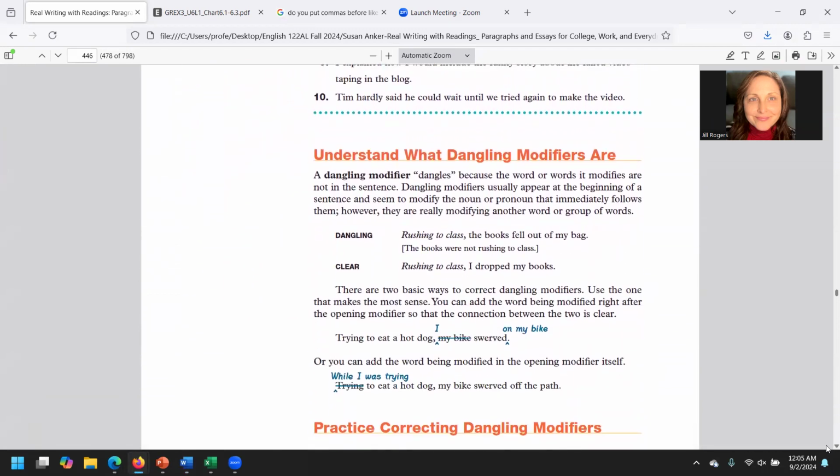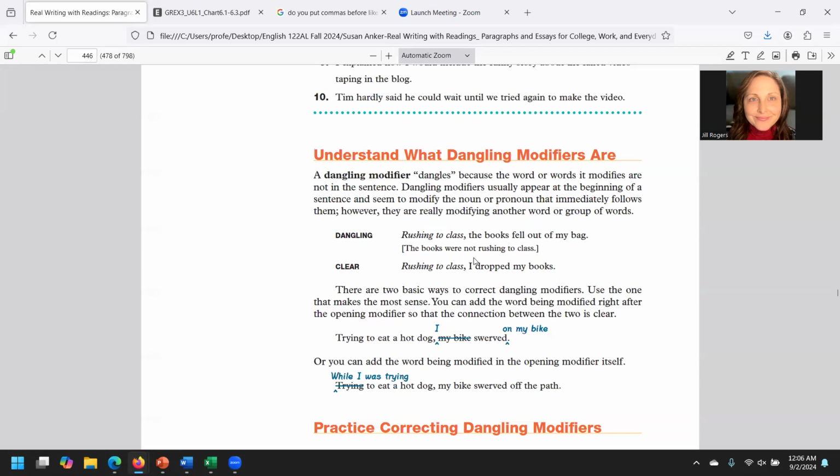So those were misplaced modifiers. Dangling modifiers are called dangles because the word or words are just not in the sentence. It's like something's missing. So here's an example: Rushing to class, the books fell out of my bag. We're assuming it's the person who was rushing to class, right? But here it sounds like the books are rushing to class. So we don't have the subject, so we need to add it. Rushing to class, I dropped my books. Or: While I was rushing to class, my books fell out of my bag. That would work too.